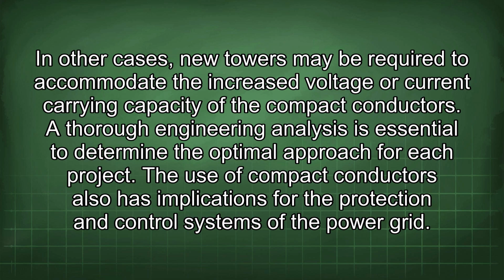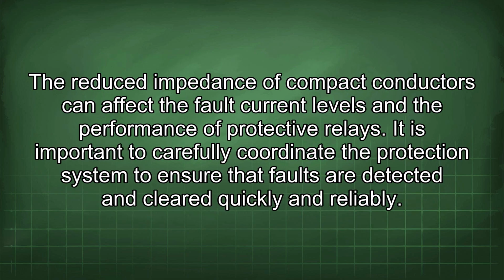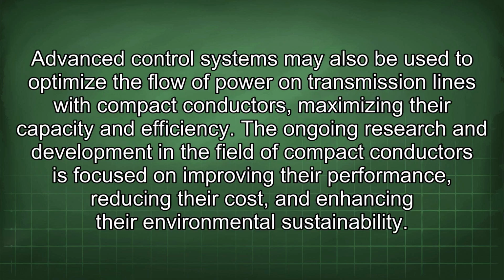The use of compact conductors also has implications for the protection and control systems of the power grid. The reduced impedance of compact conductors can affect the fault current levels and the performance of protective relays. It is important to carefully coordinate the protection system to ensure that faults are detected and cleared quickly and reliably. Advanced control systems may also be used to optimize the flow of power on transmission lines with compact conductors, maximizing their capacity and efficiency.